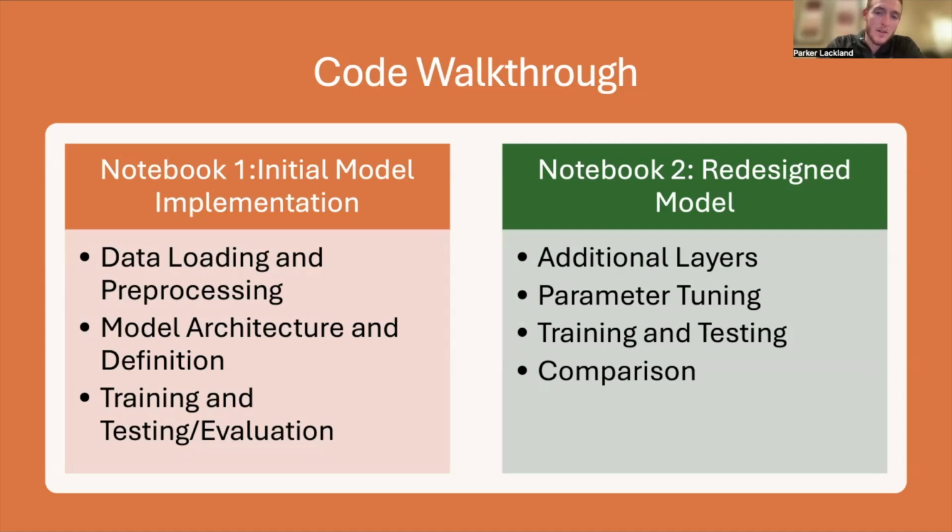And then the second notebook that we'll go through, which is also another Jupyter notebook file, will be the redesigned model with the added convolutional layer, the added pooling layers, the hyperparameters that are tuned, and the training and testing of this model. And finally, we'll go through and compare. We'll be comparing the two models the whole way through, but we'll go through and compare how the changes in the architecture of the model and the parameters of the model helped or did not help the accuracy of the two separate models.